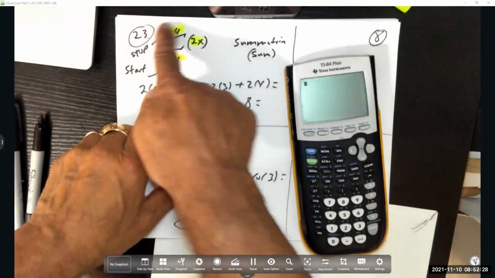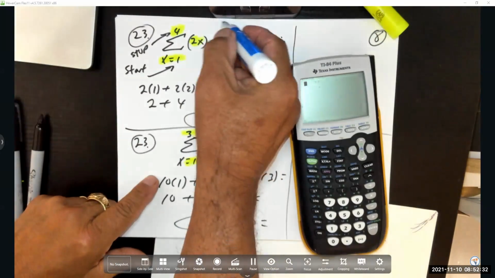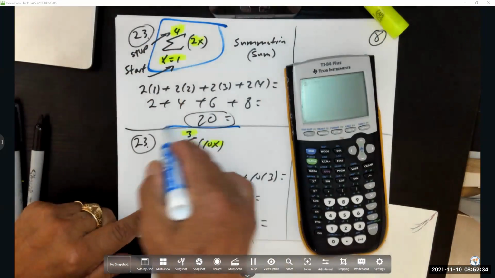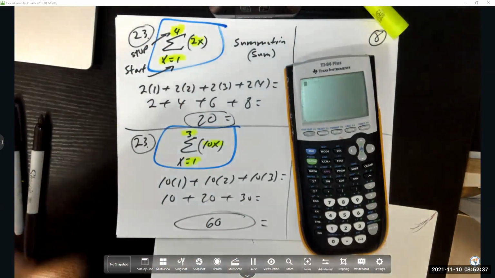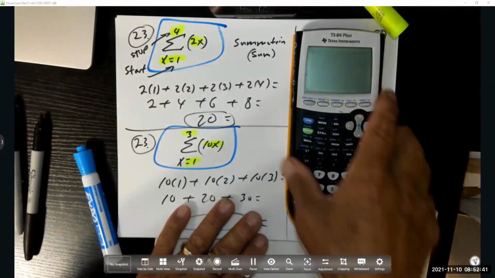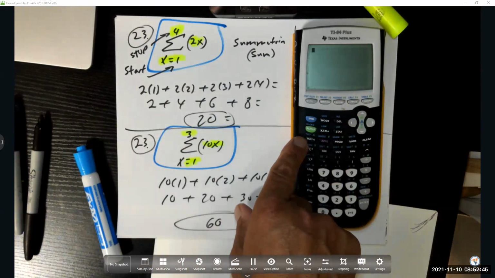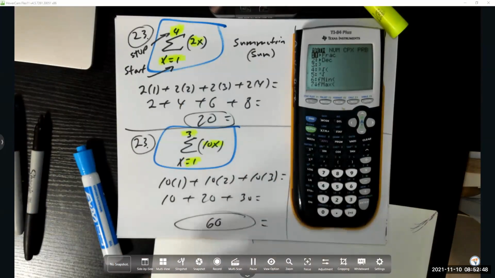One way to do it is this right here. Is there a way for the machine to do this for me? Yes. So, okay, watch my calculator. Hit math right now. M-A-T-H. Everybody do that right now. Hit math. Y'all get that right there?